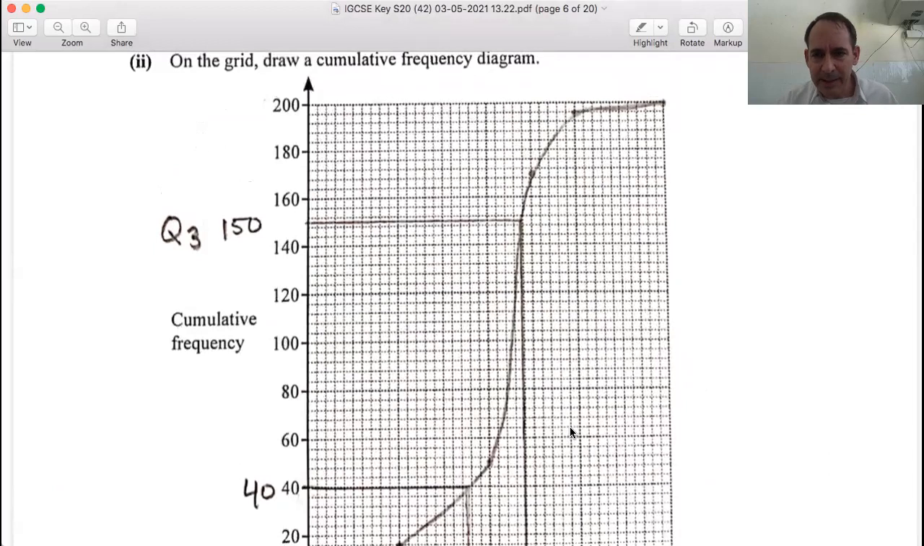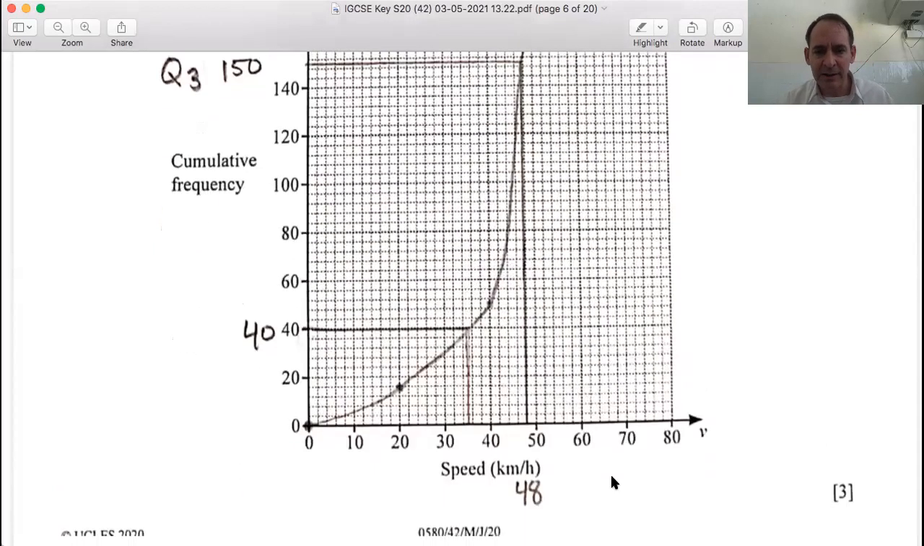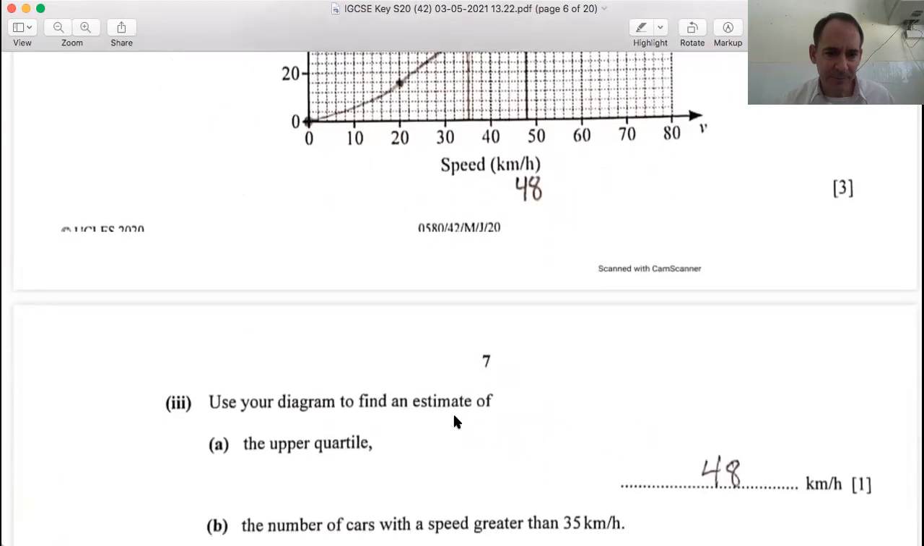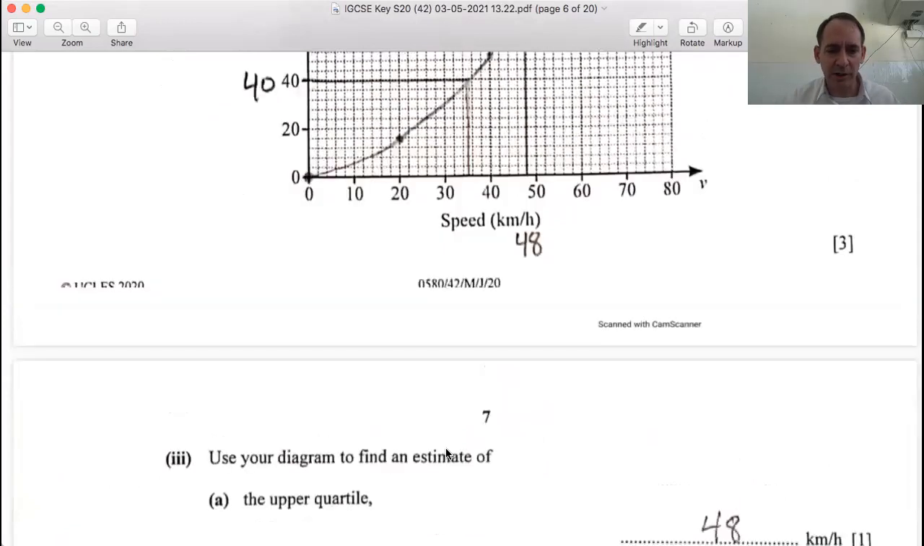And try not to make straight lines. Try to give it at least a bit of a curve, if at all possible. Now we have questions to answer. Use your diagram to find an estimate of the upper quartile.